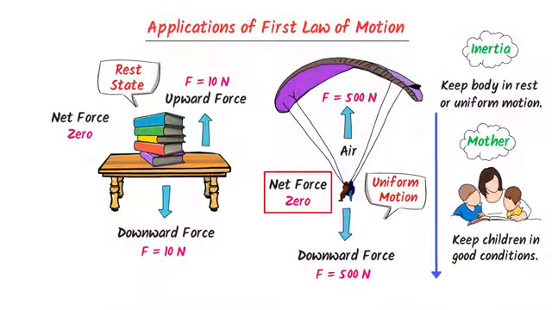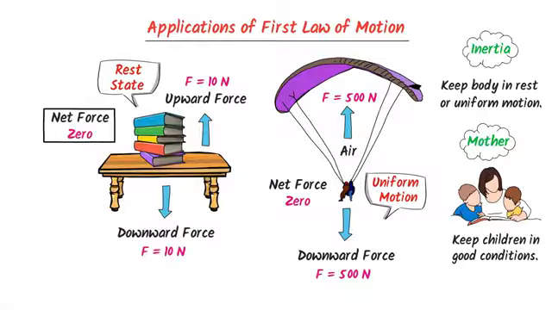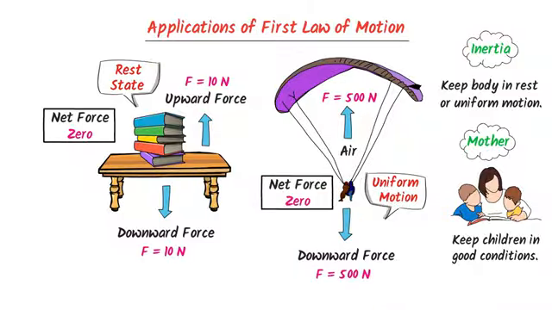Even though the net force on the paratrooper is 0, inertia tends to keep its uniform motion in the downward direction. Remember that if a body is at rest, the net force is always 0. Secondly, if an object is in uniform motion, the net force is again 0. So in Newton's first law of motion, we learn that there are two states of any object: the first is the state of rest and the second is the state of uniform motion.